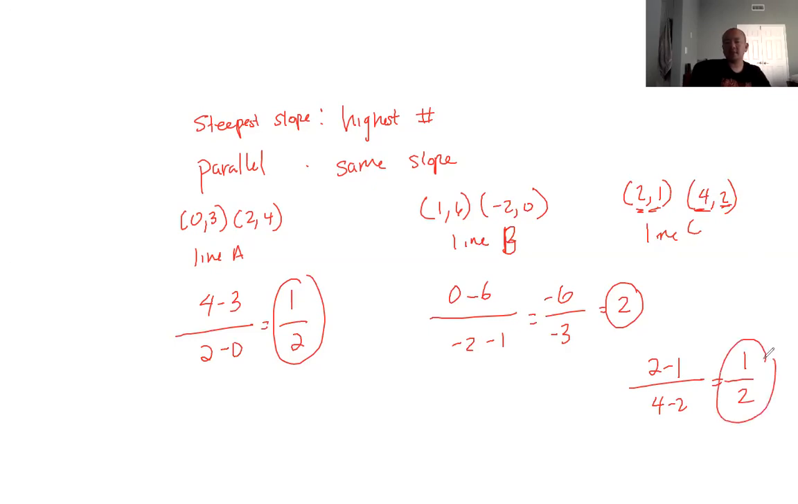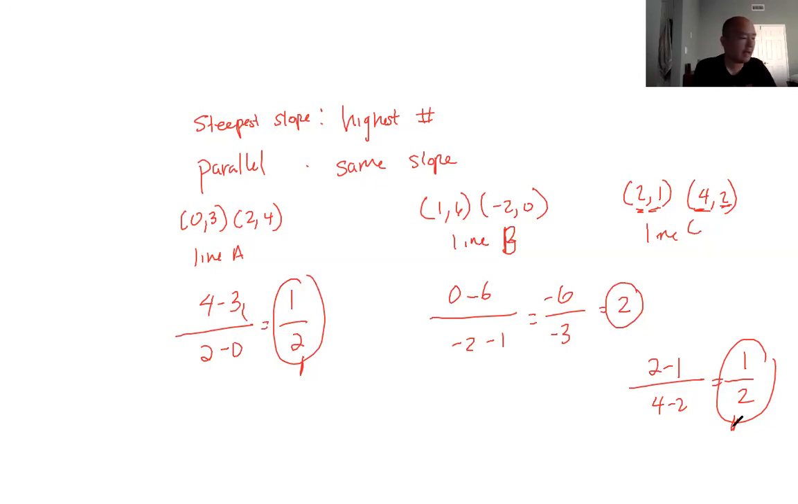So which is the steepest line? Well, it's line B. Which lines are parallel? Well, we know that since this is 1/2 and this is 1/2, since they have the same slope, they are parallel. Okay? All right. Any questions? I hope you're clear on that. Okay.